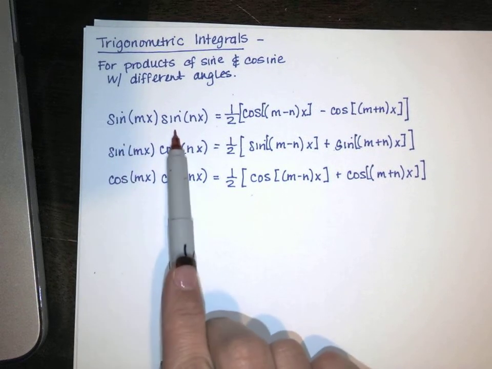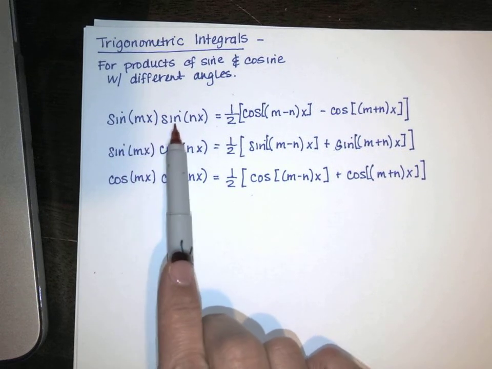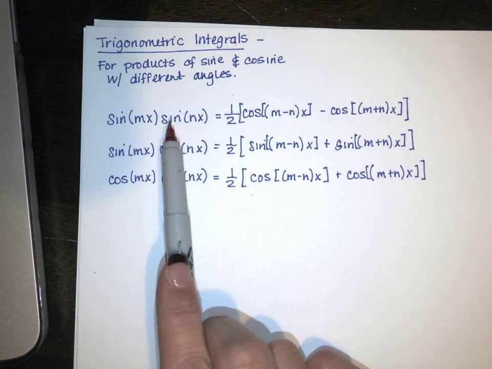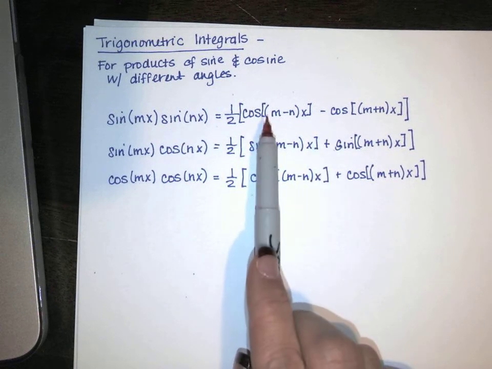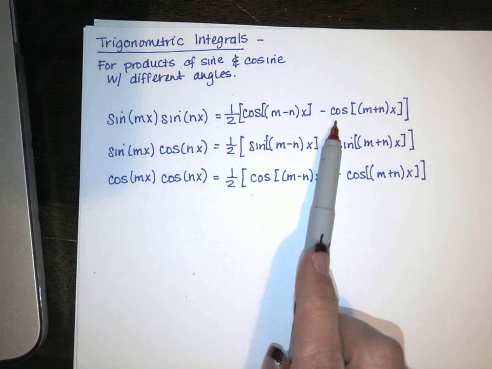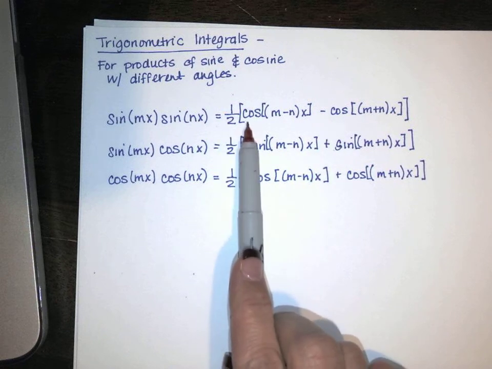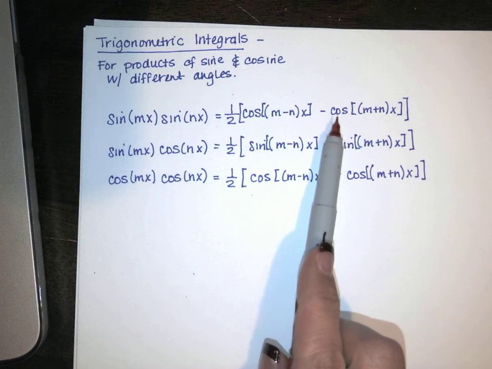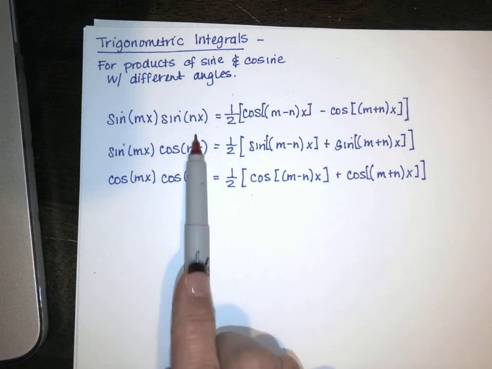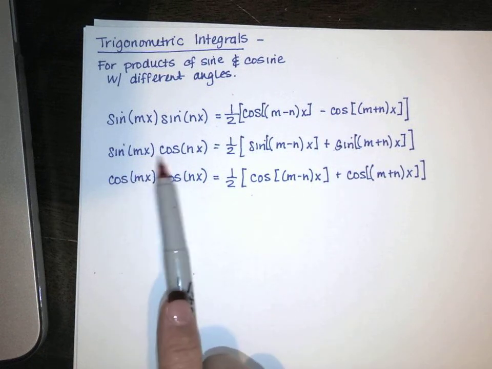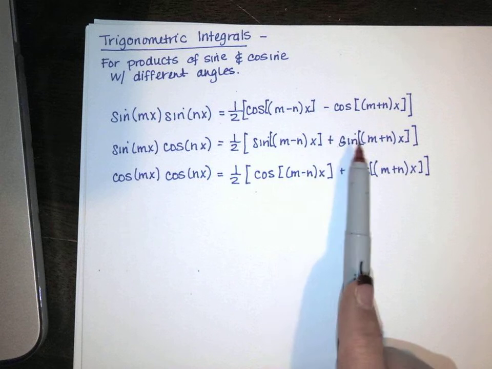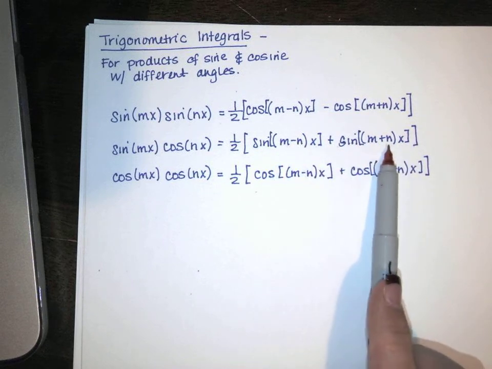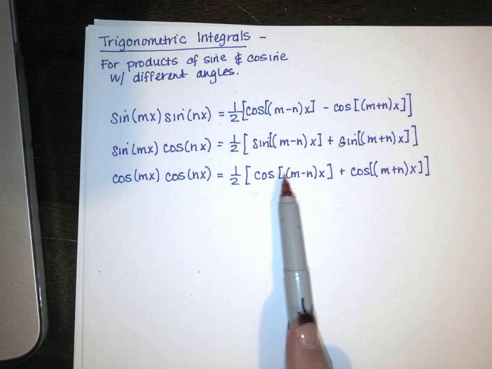So if you've got a product of two sine functions, and you've got an mx here and an nx here, it turns out that this product can be written using this identity. It's a difference of these two cosine functions. It's 1/2 of cosine of m minus n times x minus cosine of m plus n times x. If you have a sine times a cosine, you get a sum of two sines. The angles are m minus n x and then m plus n x. If you've got a product of two cosines, it looks like this.